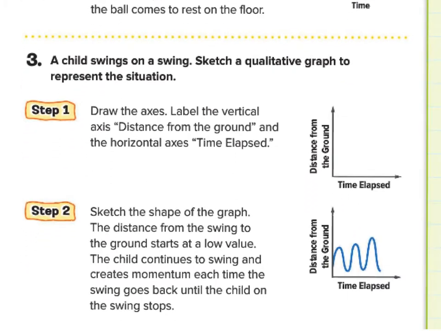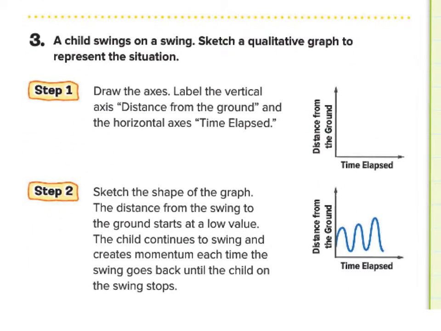Let's look at another real world example. Number 3, a child swings on a swing. Sketch the qualitative graph to represent the situation. Okay, so now we draw the graph. How can we show it? Well, let's draw the axis. Label the vertical axis distance from the ground and the horizontal axis as time elapsed.